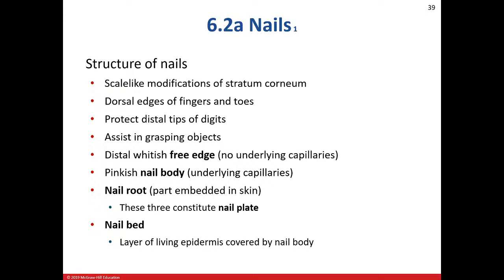All right, so nails next up. So we have the structure of nails. They are scale-like modifications of the stratum corneum. So these are going to be layers of dead keratinocytes. The dorsal edge is seen on the fingers and toes, and they protect the distal tips of the fingers, in other words, the ends of the fingers, and they assist in grasping some objects. The free edge is the white part at the end. The pink part is the nail body, and then the nail root is going to be embedded in the skin.